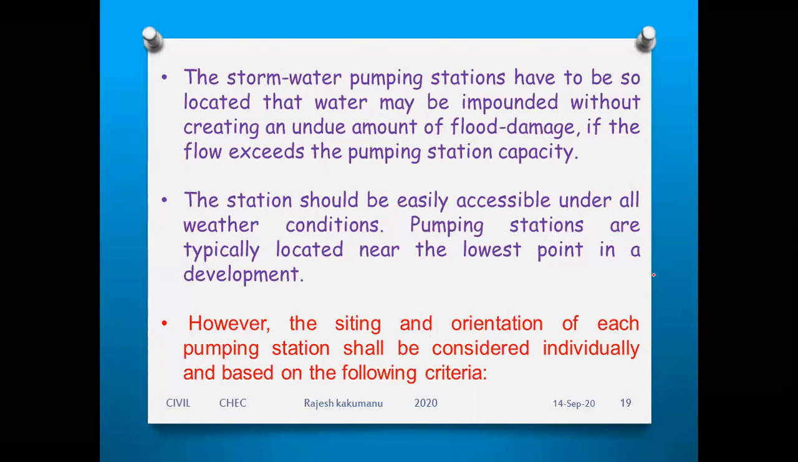Next, stormwater pumping stations have to be so located that water may be impounded without creating an undue amount of flood damage if the flow exceeds the pumping station capacity. So when doing this location and installation for a stormwater pumping system, whenever the water is impounded, whenever the stormwater is causing flood damage, the flow should not exceed the pumping capacity. That means when we fix the pumping capacity at a certain range, it should not go beyond that range. In such a way you have to go for the configuration of this stormwater pumping system.